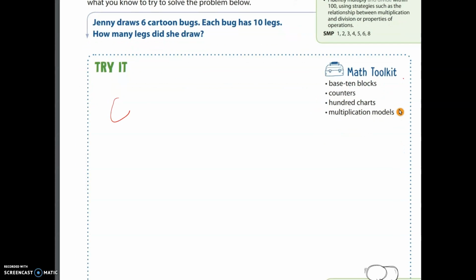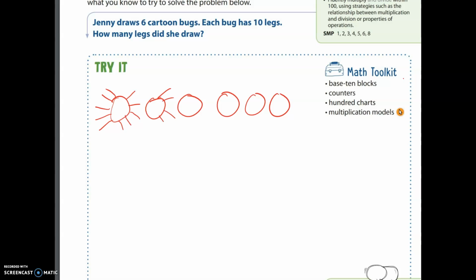You could have drew the 6 bugs and the 10 legs, just like this, making sure each bug has 10 legs. And if I kept drawing the legs, that would be 10, 20, 30, 40, 50, 60.